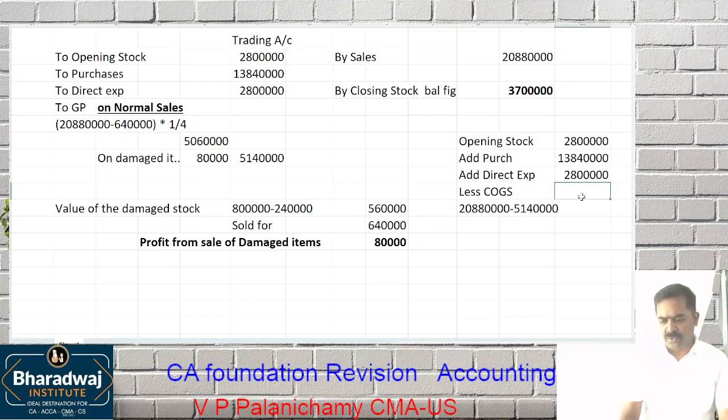What is the cost of goods sold? 2 crore 8 lakh 80,000 minus 51 lakh 40,000. This will give us the cost of goods sold. The balance will give us closing stock. The மாதிரி statement style போட்டிருப்போம். Anyhow, the answer is same. We do debit and credit format. They do it in statement format.